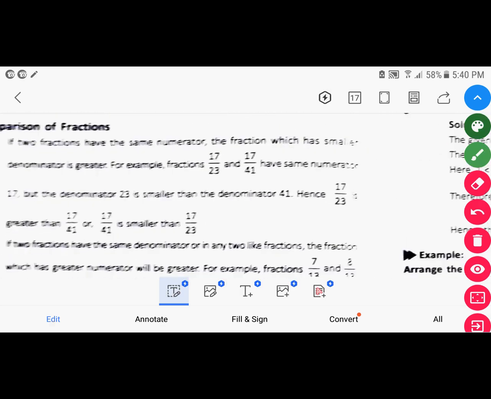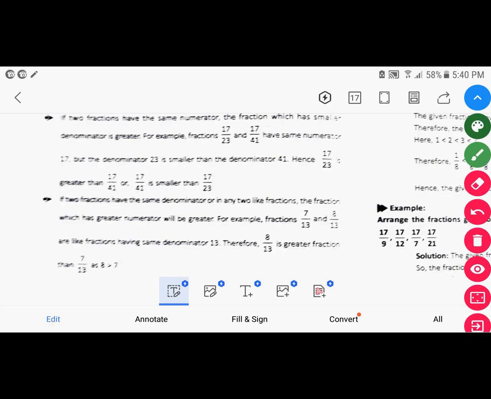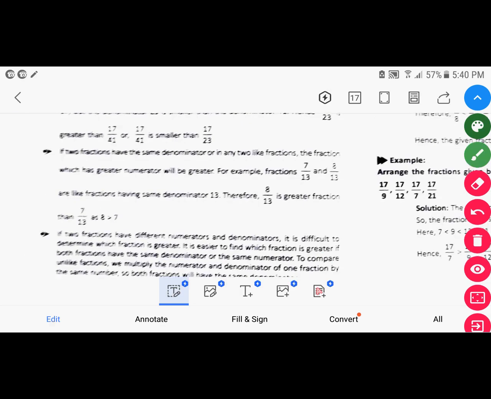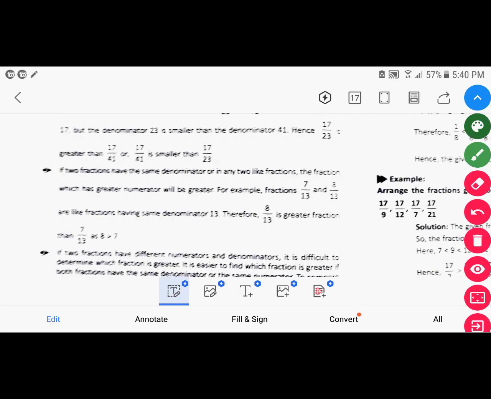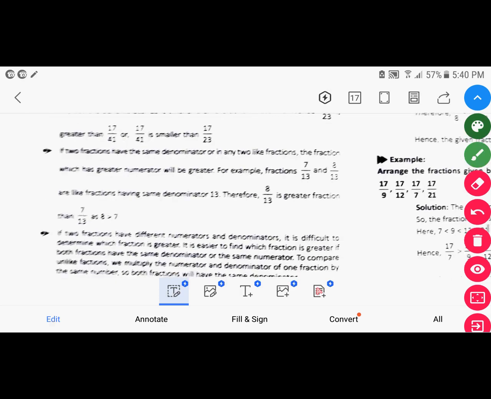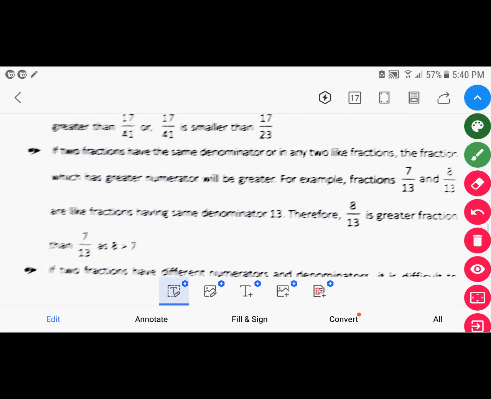So whose denominator is smaller, that fraction is greater. And if the denominator is the same and numerators are different, then whose numerator is greater, that fraction is greater. For different denominators, the smaller denominator is the greater fraction. For different numerators, the greater numerator is the greater fraction. Okay. Now see, same thing is given.